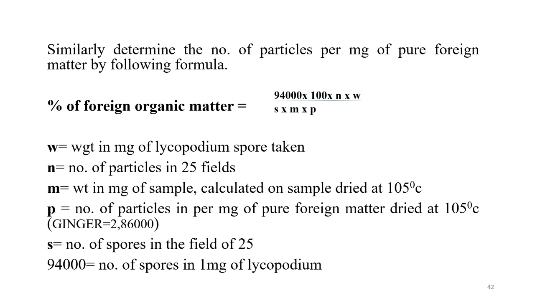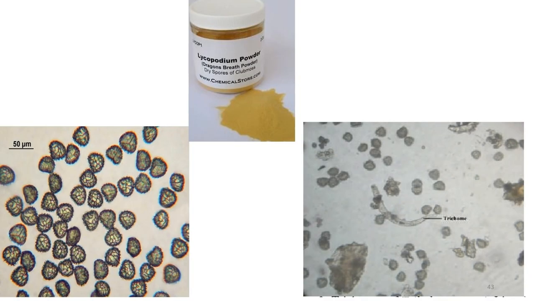In case of ginger, it is 286,000. S is the number of spores in 25 fields. Then 94,000 means the number of spores in 1 milligram of Lycopodium spore. So this is the picture of Lycopodium spore through the microscope, and also the powder. Thank you.